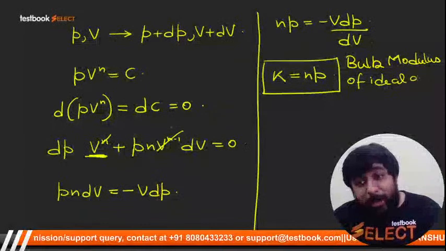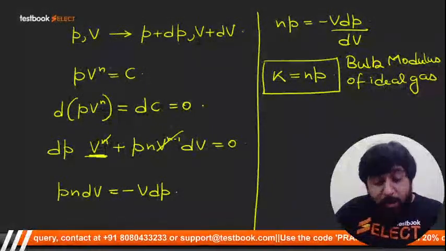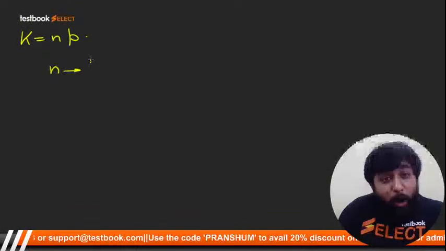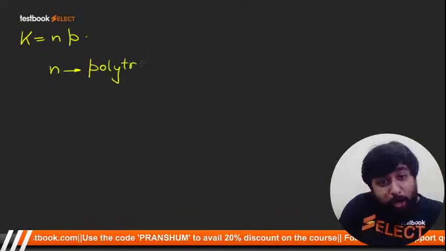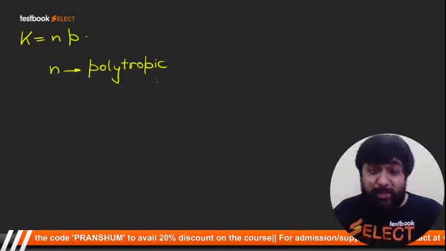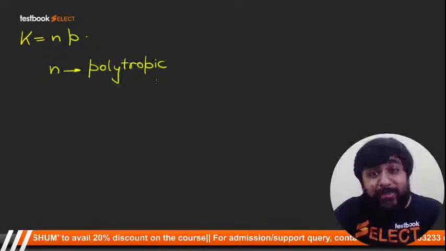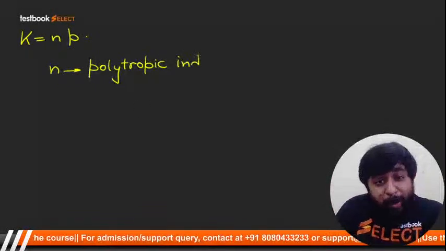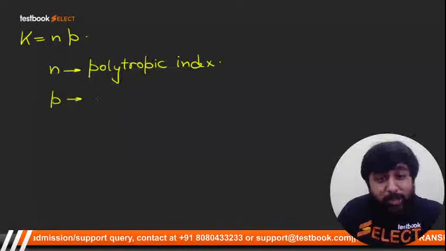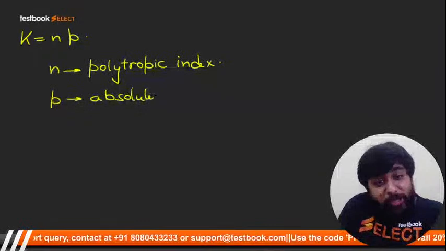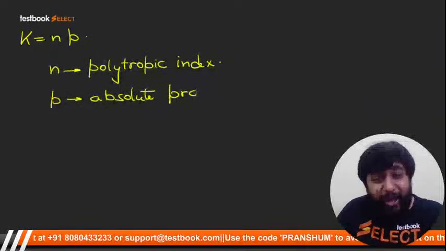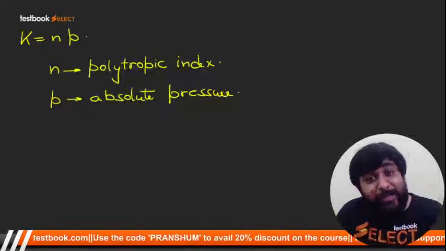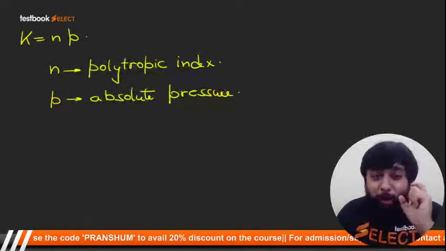Okay, now guys check. Bulk modulus of ideal gas is given as n into P. What is n? n is the polytropic index. So basically, the bulk modulus of gas depends upon the type of process, how the volume of the gas is changing, whether it is changing isothermally, isobarically or adiabatically. Also, the bulk modulus of gas depends upon the absolute pressure. So if the pressure of the gas changes, the bulk modulus will also change. So please remember, bulk modulus of ideal gas depends upon the pressure of the gas as well as the type of process undergone by the gas. This is very important.